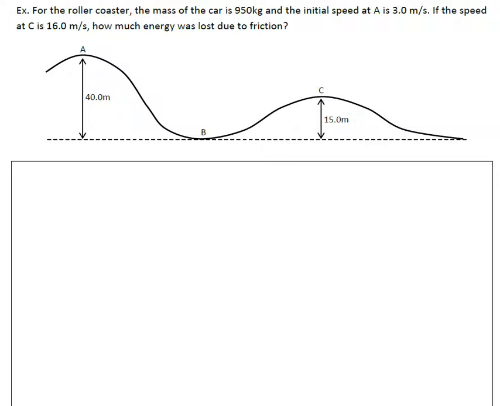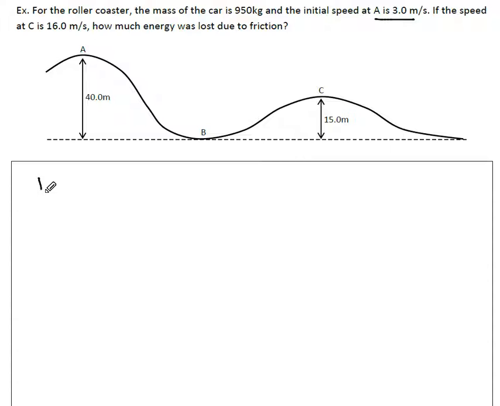Here we're going to look at a slightly more realistic problem. So what happens when we involve friction? We're looking at this question. The object starts at A. It's a roller coaster, initially with a speed of 3 meters per second, and at C it's 16 meters per second. So the question is, how much energy is lost?